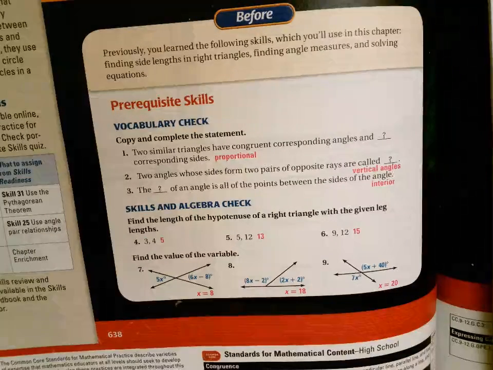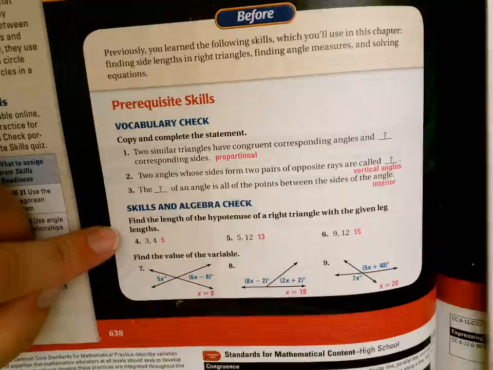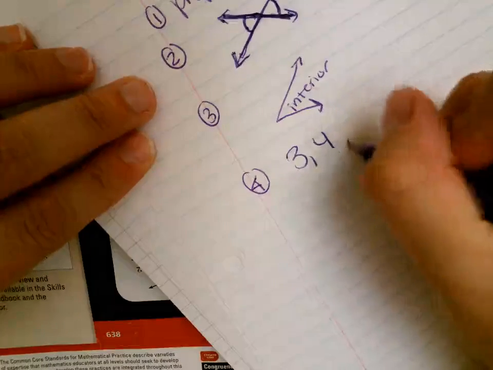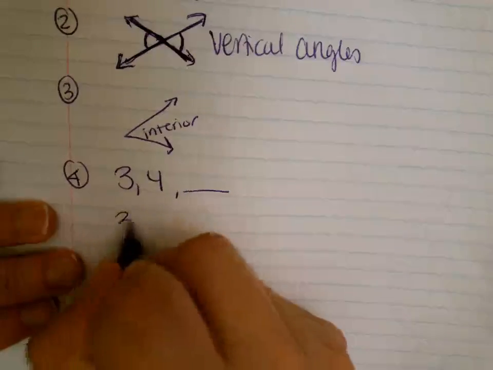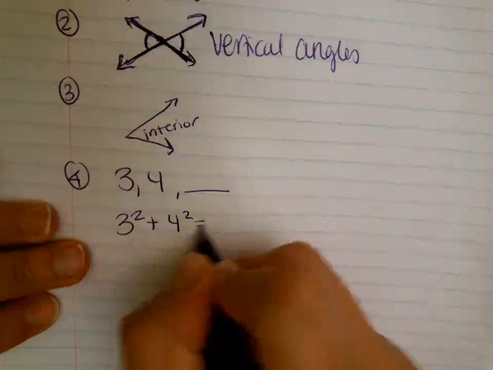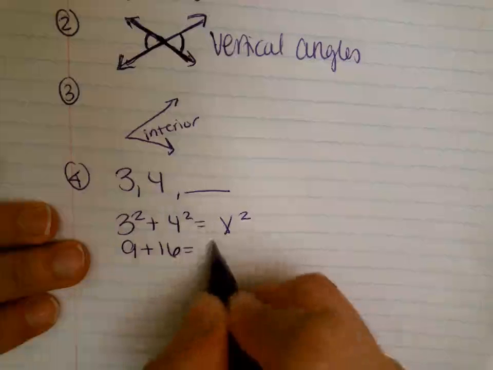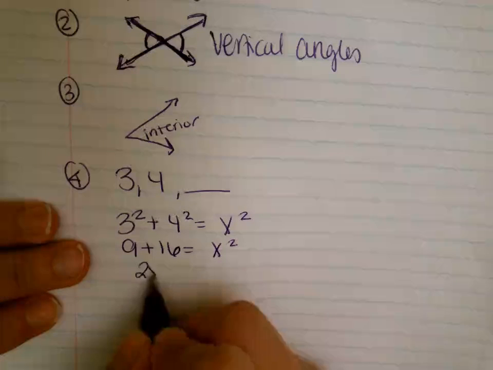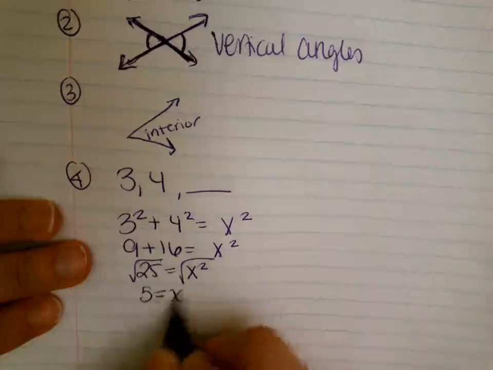Number 4. Find the length of the hypotenuse of a right triangle with the given leg lengths. So if we have 3 and a 4, our next leg is what? So we might know that this is a 3, 4, 5 triangle, but if we didn't realize that, we have 3 squared plus 4 squared equals what squared? 9 plus 16 equals what squared? 25 equals what squared? Square root, 5 equals our hypotenuse.